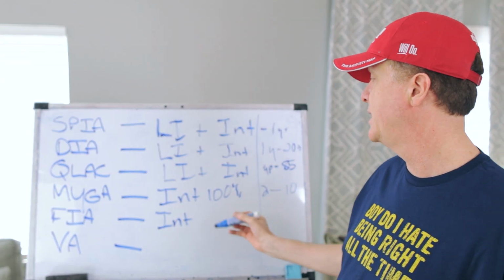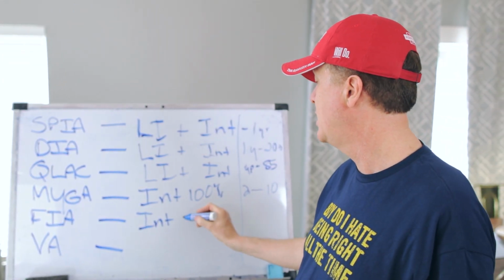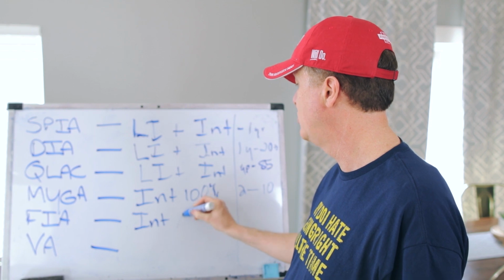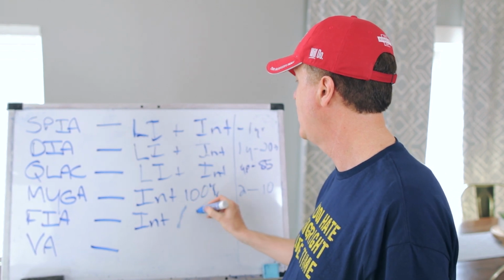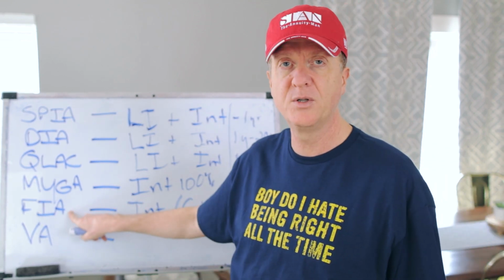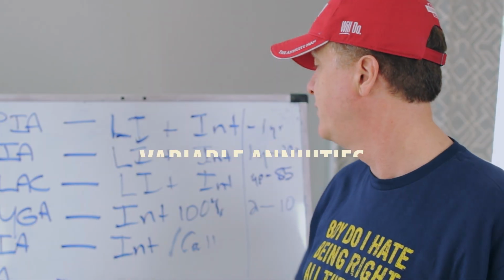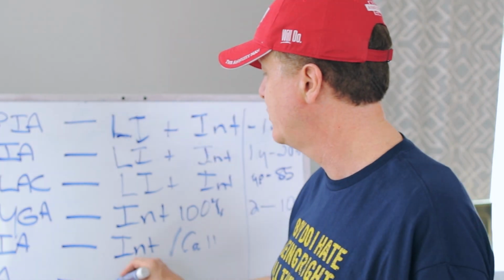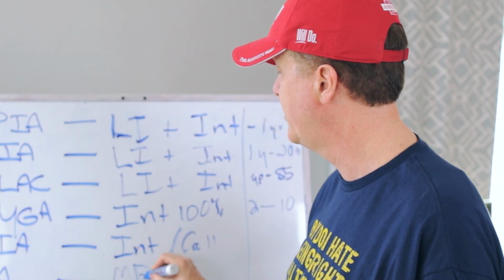But it's interest, and there's call options as well, but that's also based a little bit on the interest rates. But there's no life expectancy because you're not turning on the income stream unless you attach an income rider. Variable annuities, these are mutual funds. They call them separate accounts.